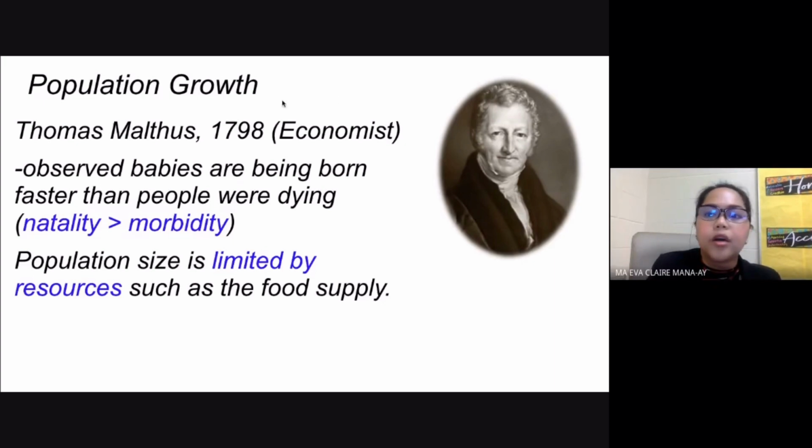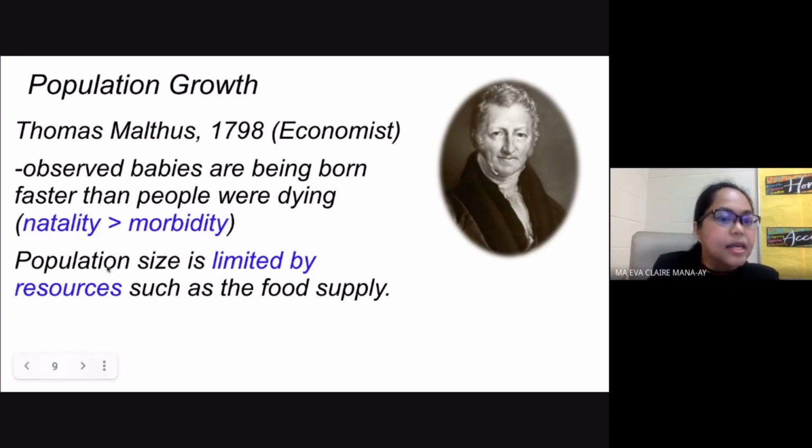Now another person here, he was actually an economist, Thomas Malthus. He gave us a notion of population growth. One of his observations was that babies are being born faster than people were dying. So the next person that we have here is Thomas Malthus, and he said natality, the birth rate, is greater than mortality, the death rate. So according to Malthus, babies are being born faster than people were dying.